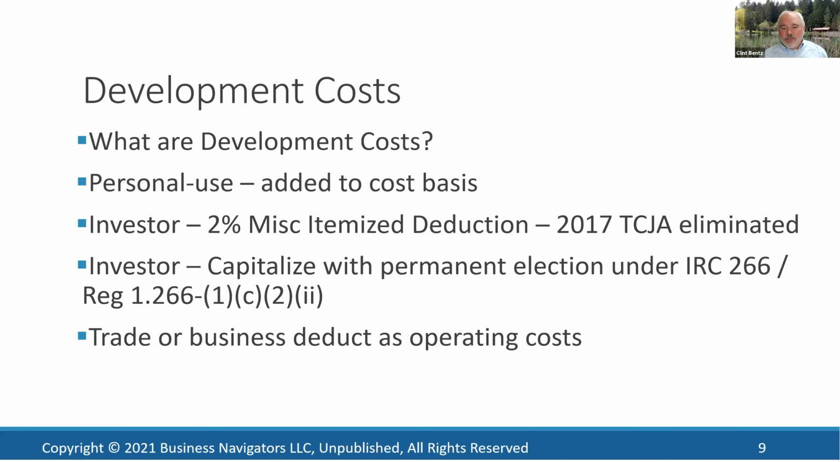Again, if you're a trade or business, you just deduct these costs. So timber stand improvement, pre-commercial thinning, fertilization, bud capping, all that kind of stuff is just deductible as an operating cost if you're operating as a trade or business. Again, you deduct it on Schedule C if you're an individual, or on the entity return if you're a business.